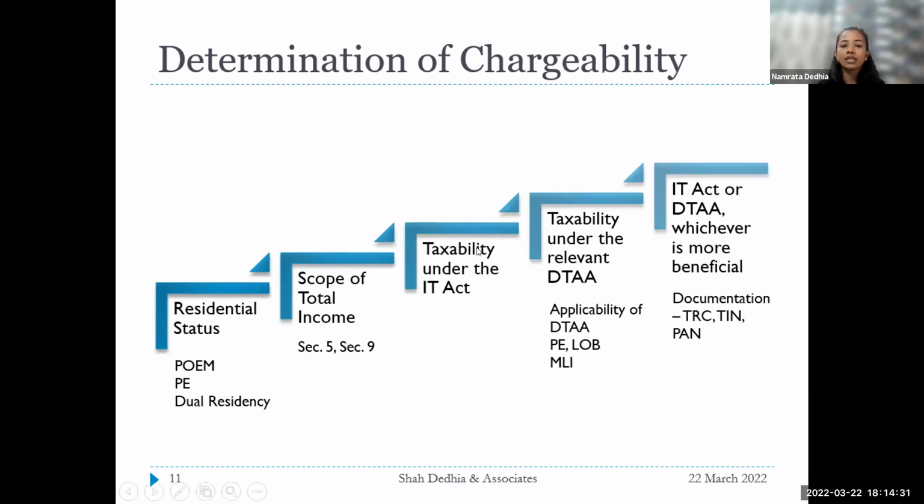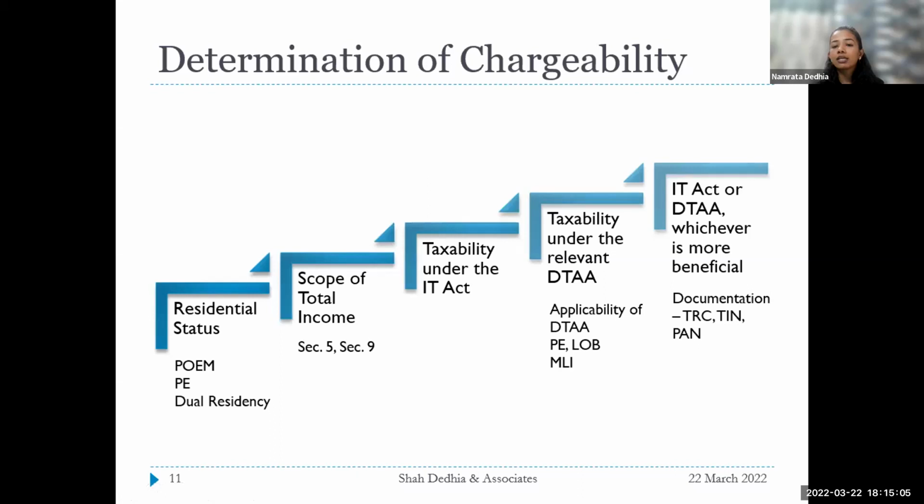If taxable, what is the nature of income? What is the rate of tax? Then you also look at the taxability under the relevant DTAA. Under the DTAA, you will first look at whether the person is eligible for that DTAA or not in the first place. Whether there is any limitation of benefit clause in the DTAA which prevents it, or there may be conditions. You need to check whether the person satisfies those conditions, and is therefore eligible for DTAA benefits.